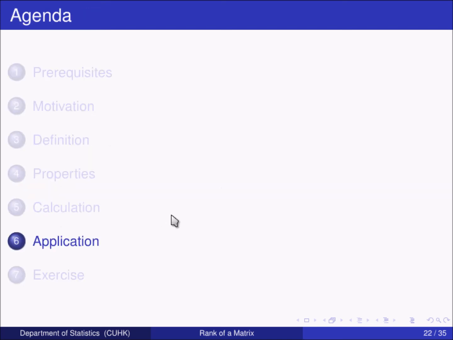We will now discuss one of the applications of rank of a matrix in mathematics. Rank of a matrix has a lot to do with systems of linear equations. Let's see how they are related.